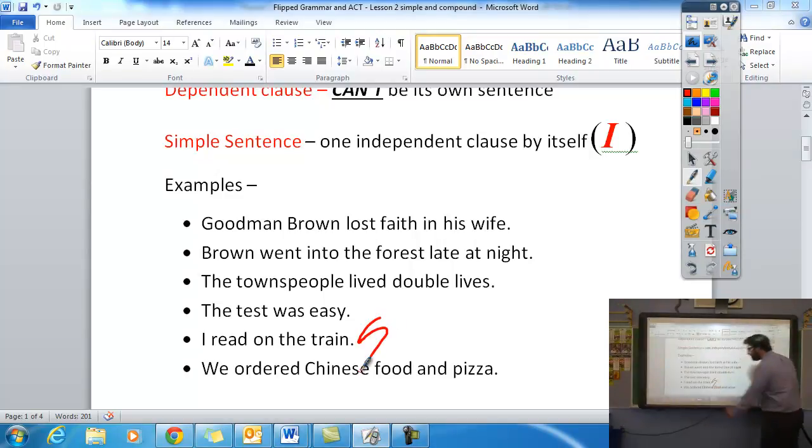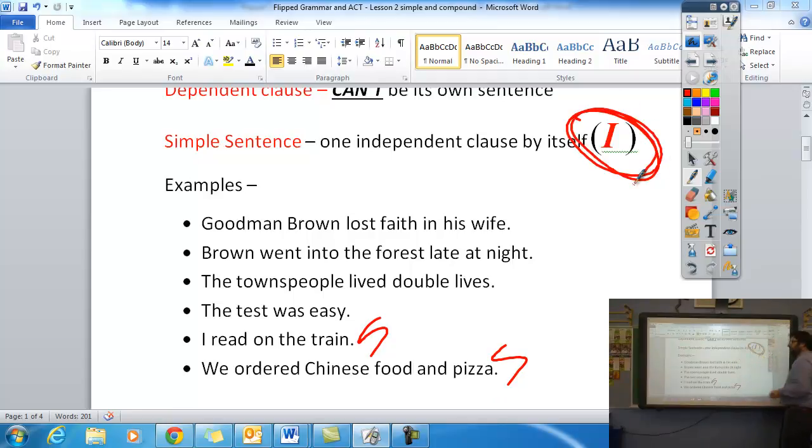Right? This one's simple. We ordered Chinese food and pizza. Right? One idea, one simple thought. It's one independent clause, so it's a simple sentence. Okay? So simple sentence, again, just to review, one independent clause by itself. And so that's why I put this big I here. So that's how you should remember it in your notes. Simple sentence, just one independent clause.